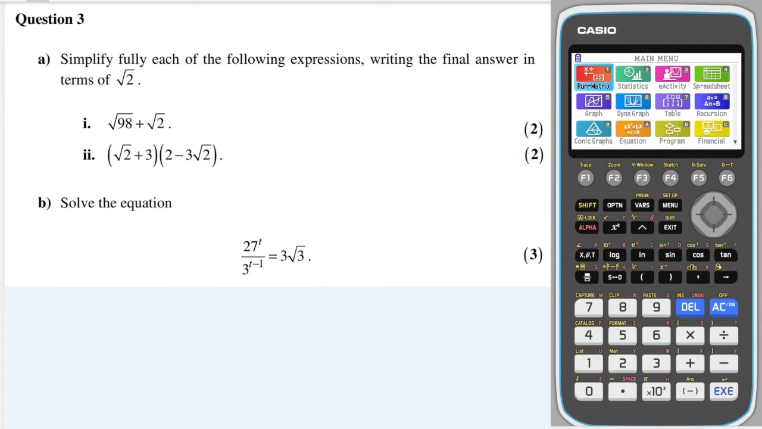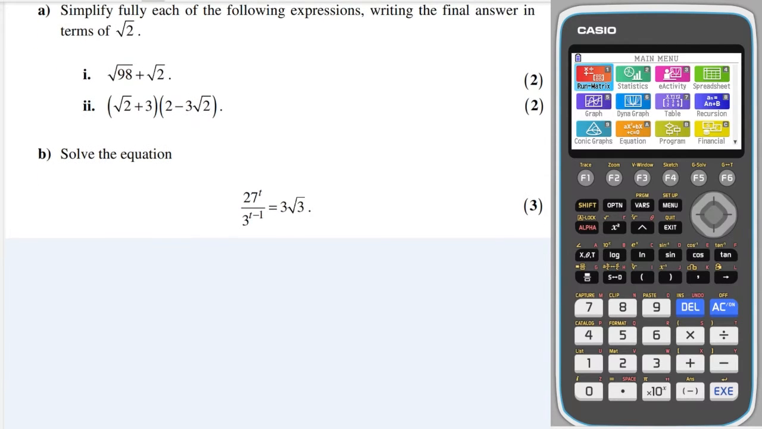Question 3. Simplify fully each of the following expressions, writing your final answer in terms of root 2. So root 98 is the same as root 49 times root 2. And then we're adding on a root 2 afterwards. This is for part i. And root 49 is 7. So we've got 7 root 2 plus 1 root 2, and that's a total of 8 root 2.